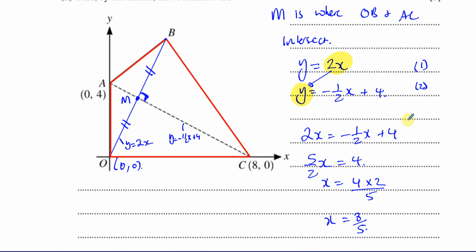As I said, alternatively, what we could have done here is multiply everything by 2, in which case we get 4x equals minus x plus 8. And then we end up with 5x equals 8. x equals 8 over 5. That's an alternative way of doing it.